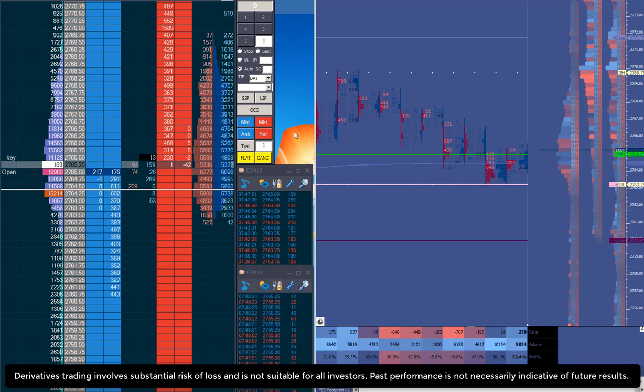So I'm going to show you a quick scalp here that capitalizes on the fact that other participants get trapped at a certain price level. This could be used as a scalp or it can be used as a swing.